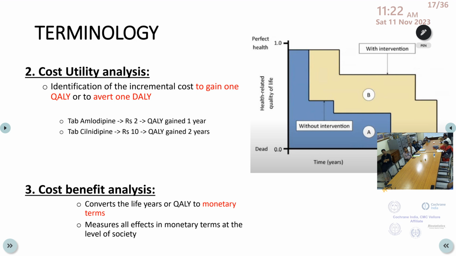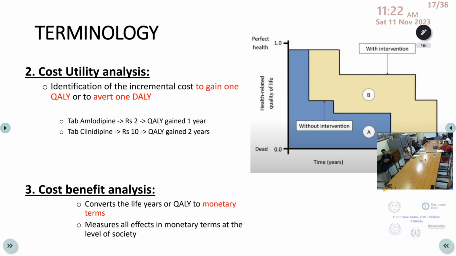So A is without an intervention, B is with the intervention. You would see that the number of life years has increased, and along with that there is a reduction in quality, but when you do B minus A, that's when you get the differential quality.